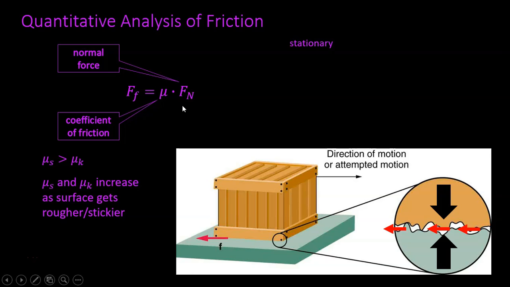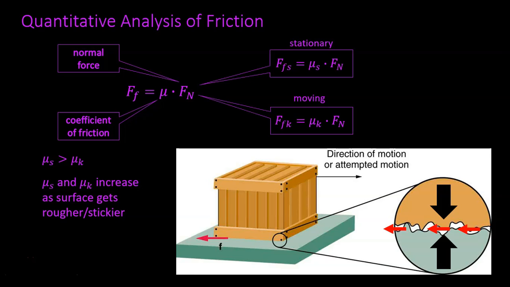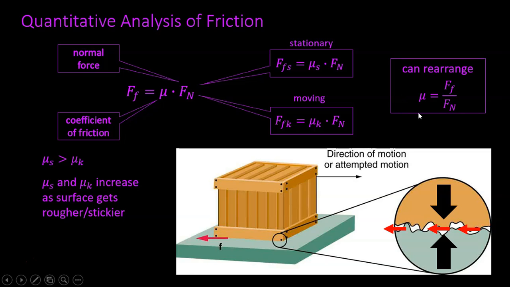We can go ahead and take our general equation and break it into two different versions. If an object's stationary, we say that the static friction is equal to the static coefficient of friction times the normal force. And if the object's moving, we just say that the kinetic friction is equal to the kinetic coefficient of friction times the normal force. We can rearrange this equation and solve for the coefficient of friction. So in some problems, you'll be given information about the friction force and the normal force, and you'll be asked to calculate the coefficient of friction.